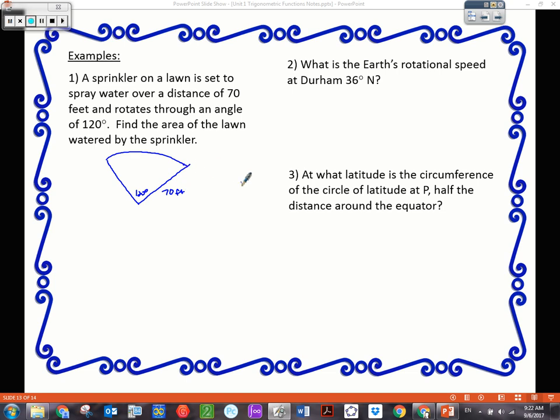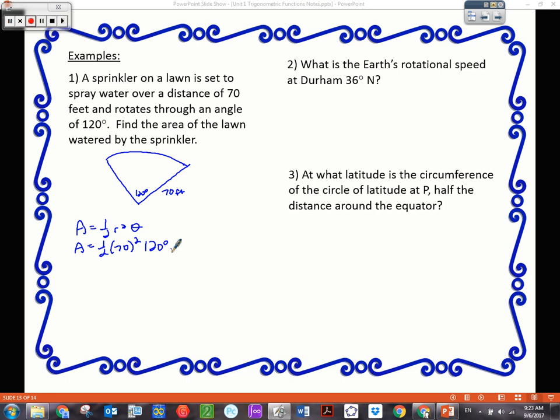Find the area of the lawn watered by the sprinkler. So basically they're asking us to find the area of that sector. We write down our formula, A equals 1/2 r squared theta, and we simply plug into the formula. A equals 1/2, r happens to be 70 feet, squared. Theta is 120 degrees, but am I allowed to use degrees in the formula? No, so I have to convert.